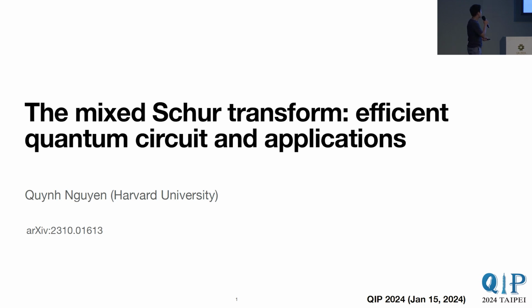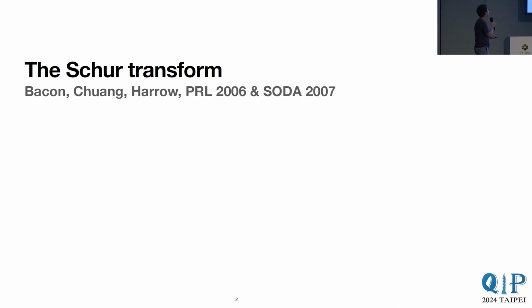So my talk is about efficient quantum circuits and applications of the mixed-Schur transform. And I guess it's a good thing for me that Dimitri gave a very nice talk introducing the background in representation theory. So I guess I'll have less work to do, hopefully. So what is this?